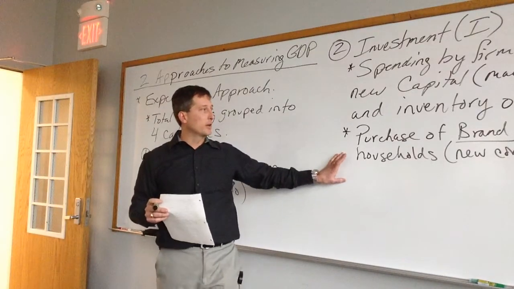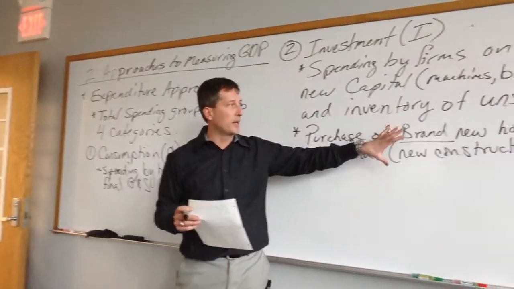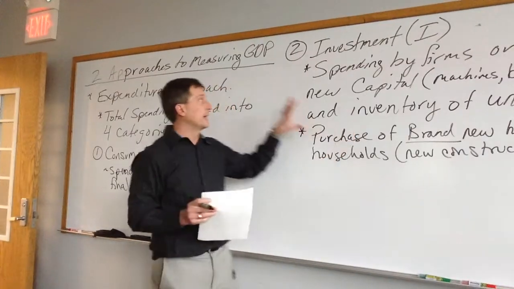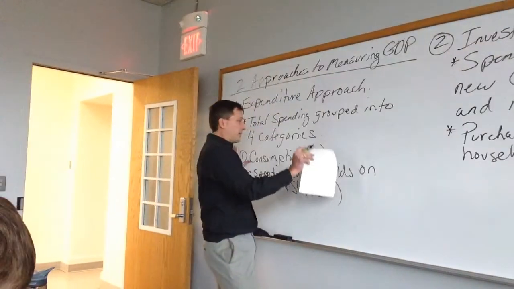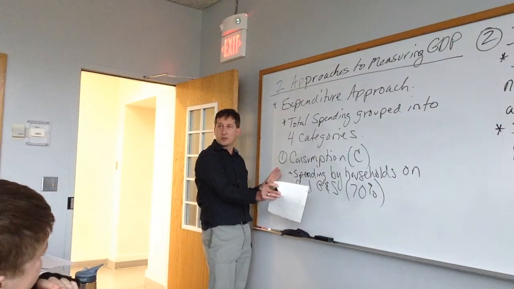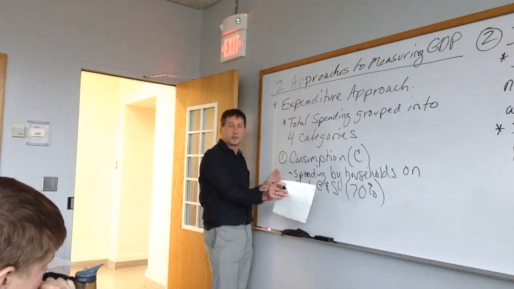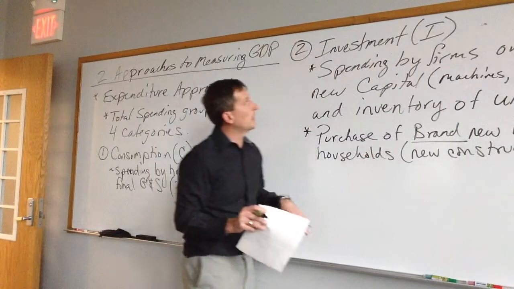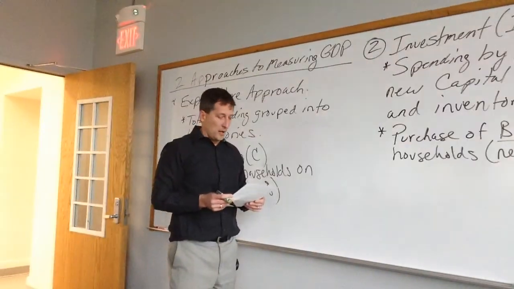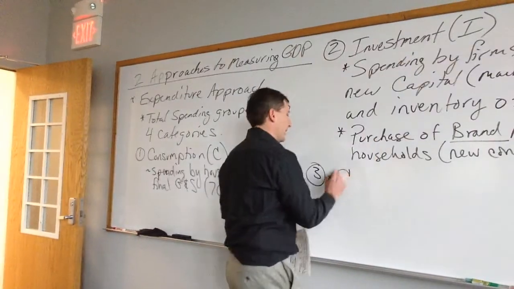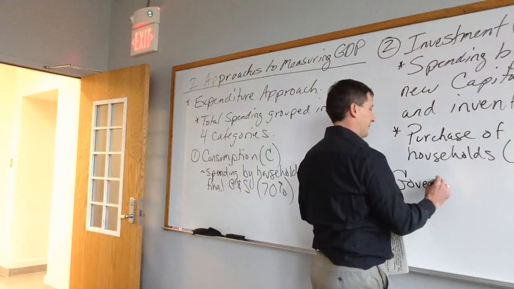If you bought a $220,000 house and it was brand new construction, we're going to throw that into the investment category. So they decided that that was more appropriate rather than lumping it over here, since that's kind of a big ticket item for any household, right? Biggest purchase most households ever make. We're going to treat that in this investment category as well. Okay, number three. Oh, and then I got the I there. Okay. Government spending.